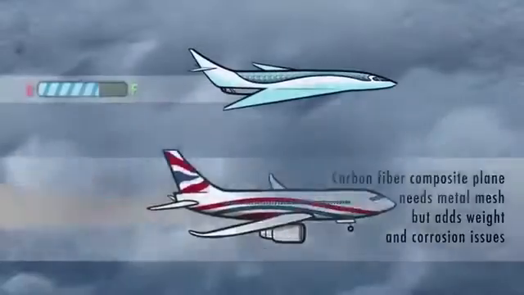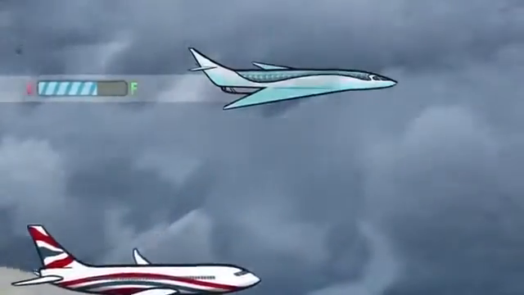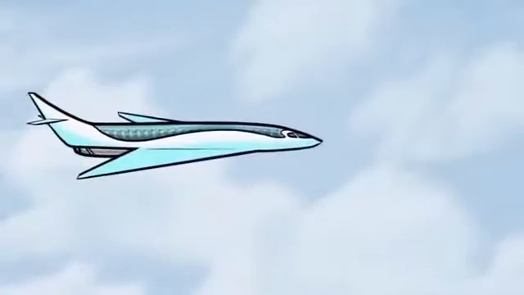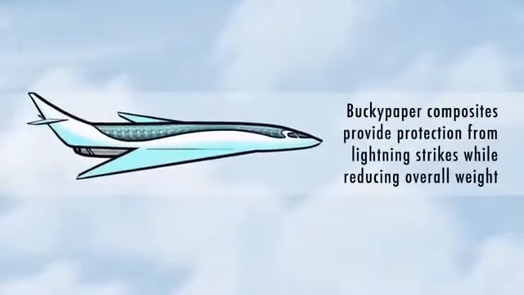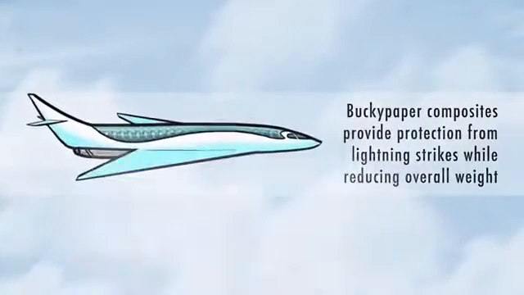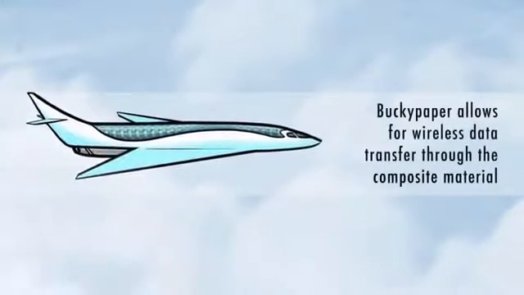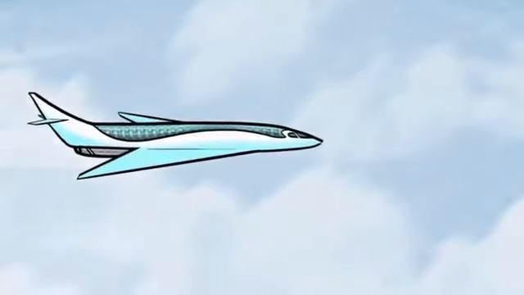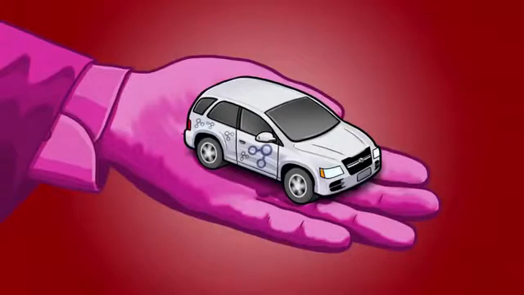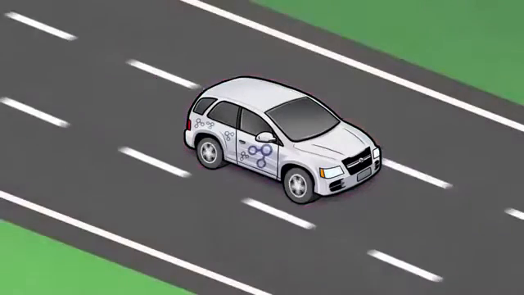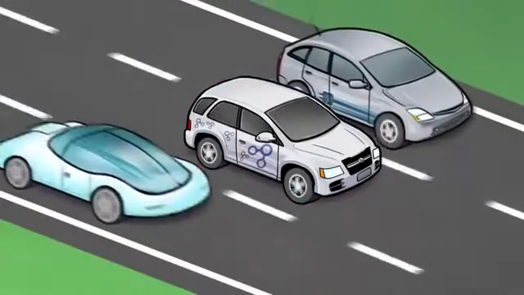And now, at the very top, you can see there are planes that are made out of Bucky paper that are light and fuel efficient, and they actually protect from lightning strikes as well, because they don't conduct electricity as well as metal does. They also allow for data transfer through the material, unlike metal. So you could be sending emails, which would make plane rides much better. Also, Bucky paper cars are really cool.